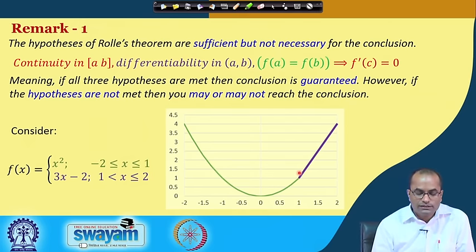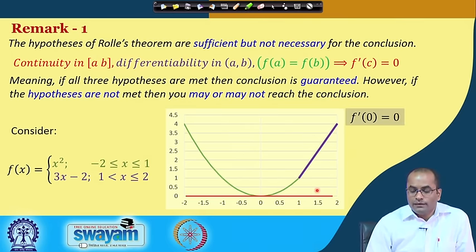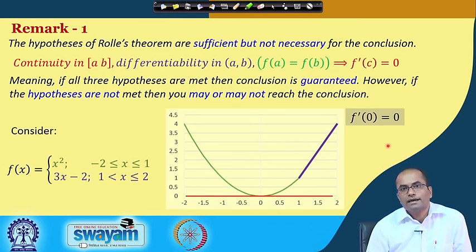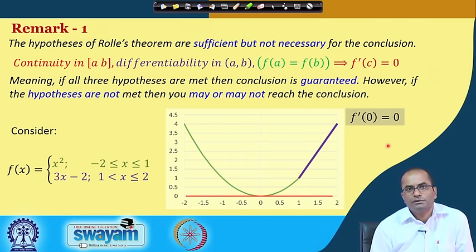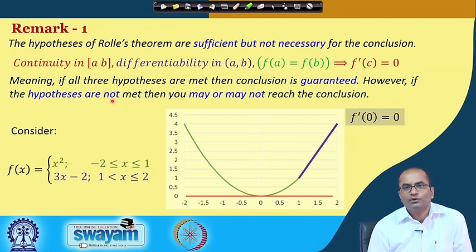But what is interesting in this case is that not all the hypotheses are met, because the function is not differentiable at this point. But there is a point here, 0, which you can easily compute again from this x squared: the derivative is 2x, and at x equal to 0 the derivative becomes 0. So here f prime at 0 is 0. So the derivative vanishes, or the tangent is parallel to the x axis in this case, though the function was not differentiable here. So exactly as we have said, if the hypotheses are not met, the function may or may not reach the conclusion. In this case it is reaching the conclusion, but this is not because of Rolle's theorem.